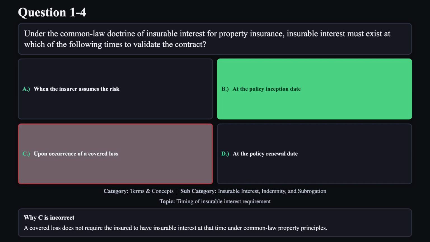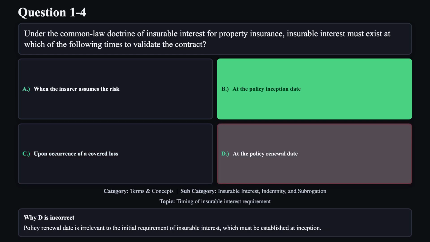Reason C is not correct. A covered loss does not require the insured to have insurable interest at that time under common law property principles. Reason D is not correct. Policy renewal date is irrelevant to the initial requirement of insurable interest, which must be established at inception.